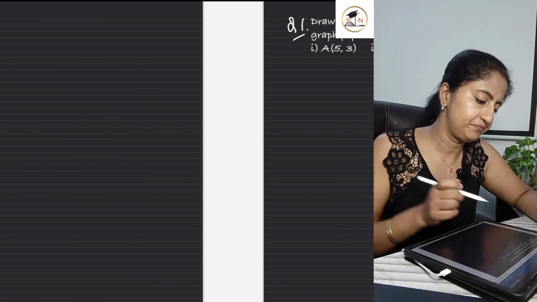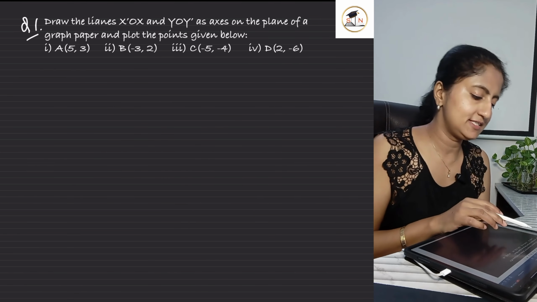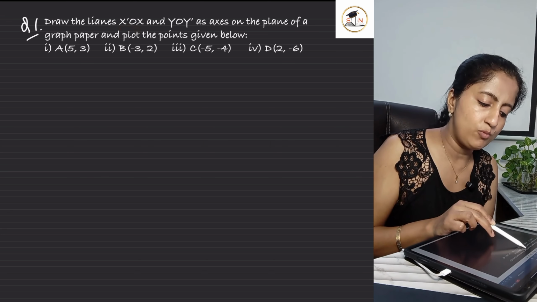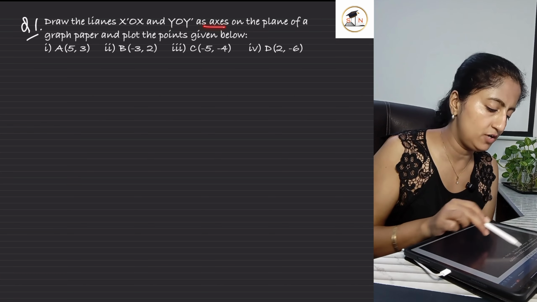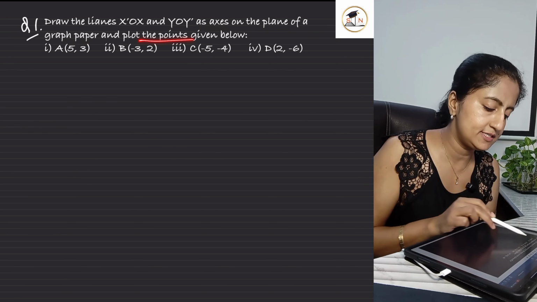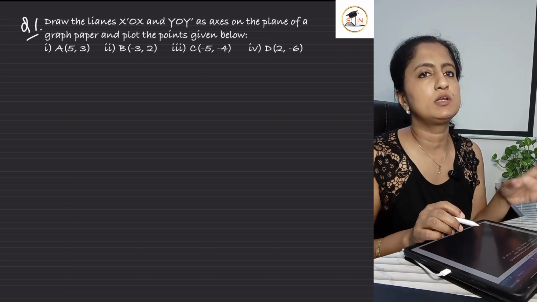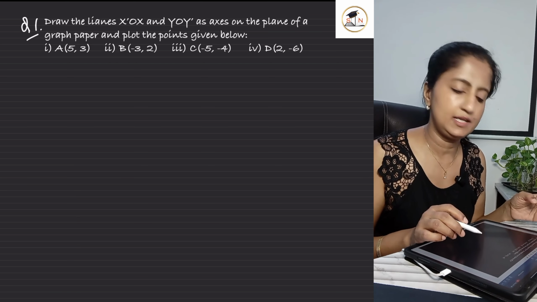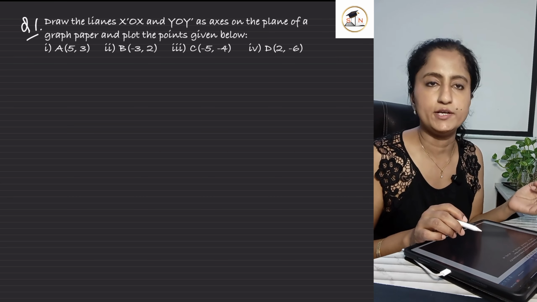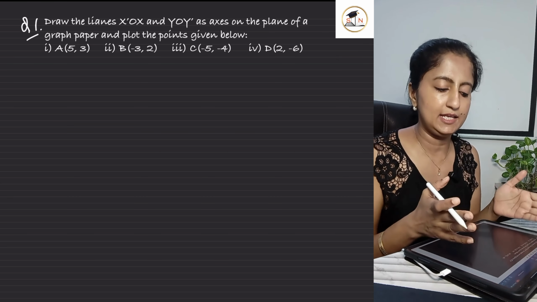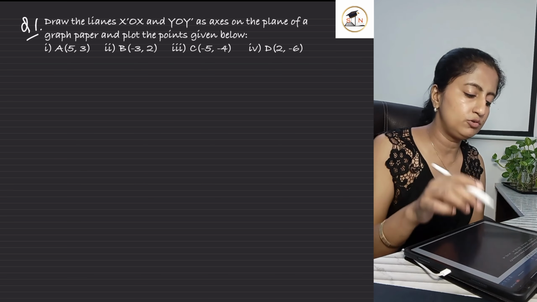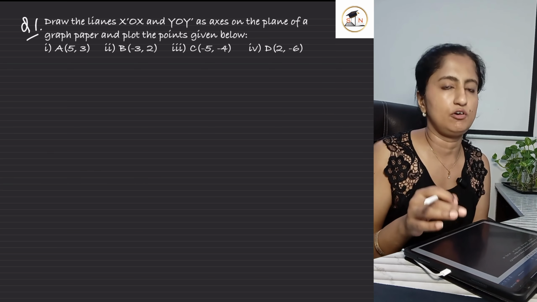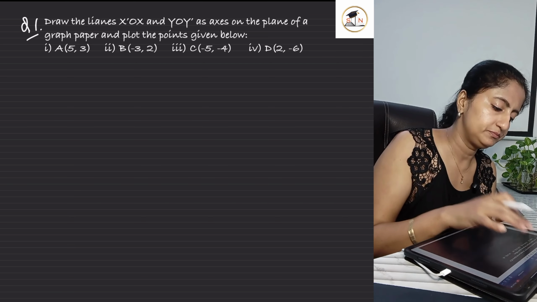So let's begin. The first question says, draw the lines X'OX and Y'OY as axes on a plane of a graph paper and plot the points given below. So basically what they want in this particular question is that we should be drawing the Cartesian plane and then plotting these points. Okay. I have not done anything with respect to this because I wanted to teach actually that when we draw the Cartesian plane, what all should we take care of? Okay. So let's do that.